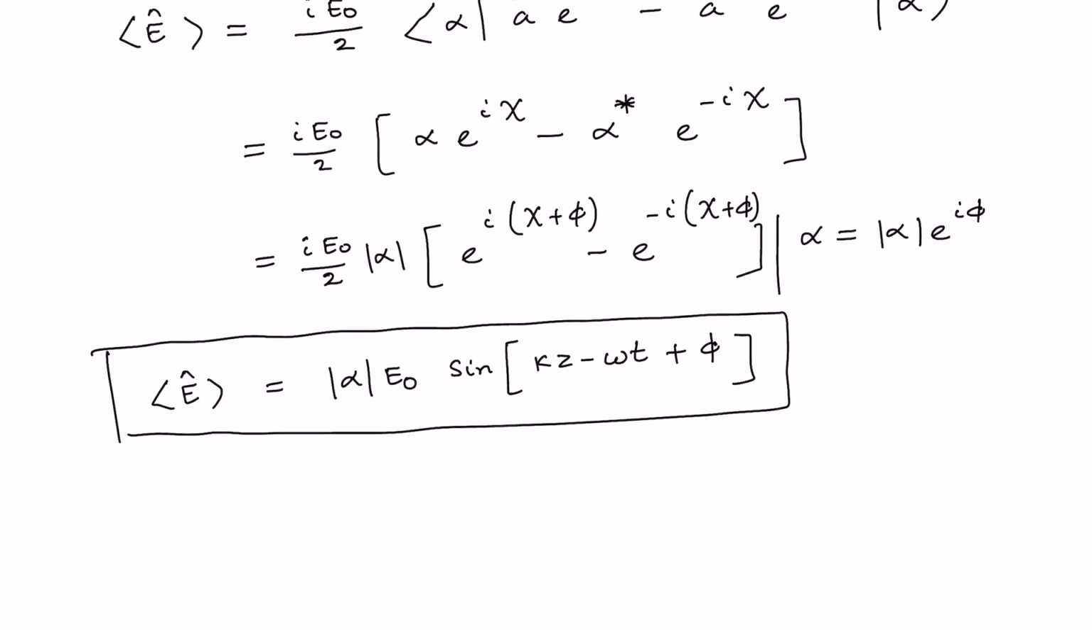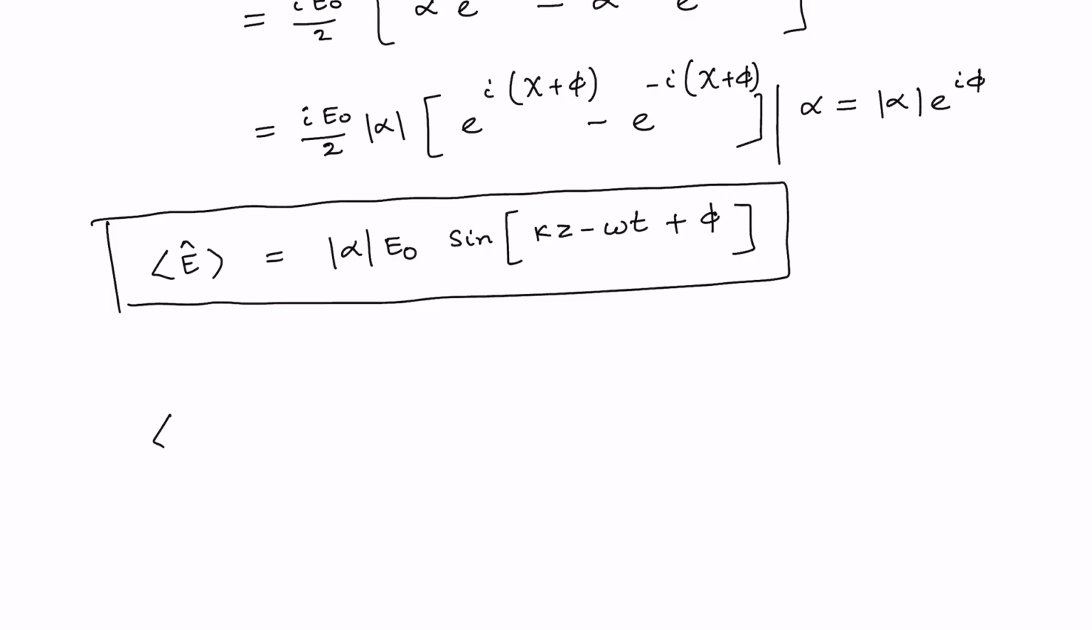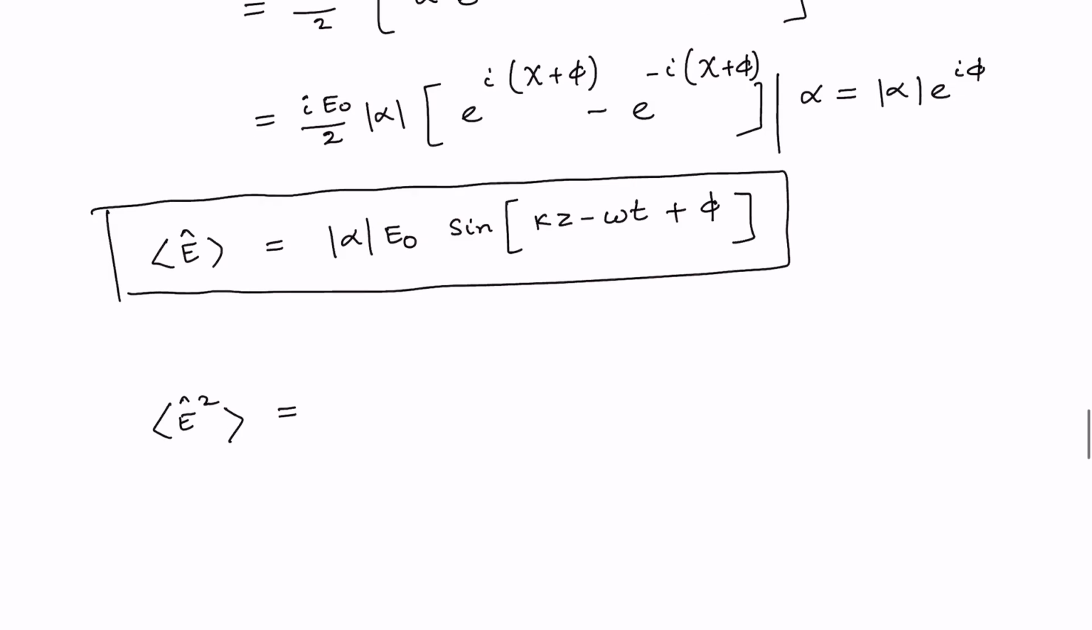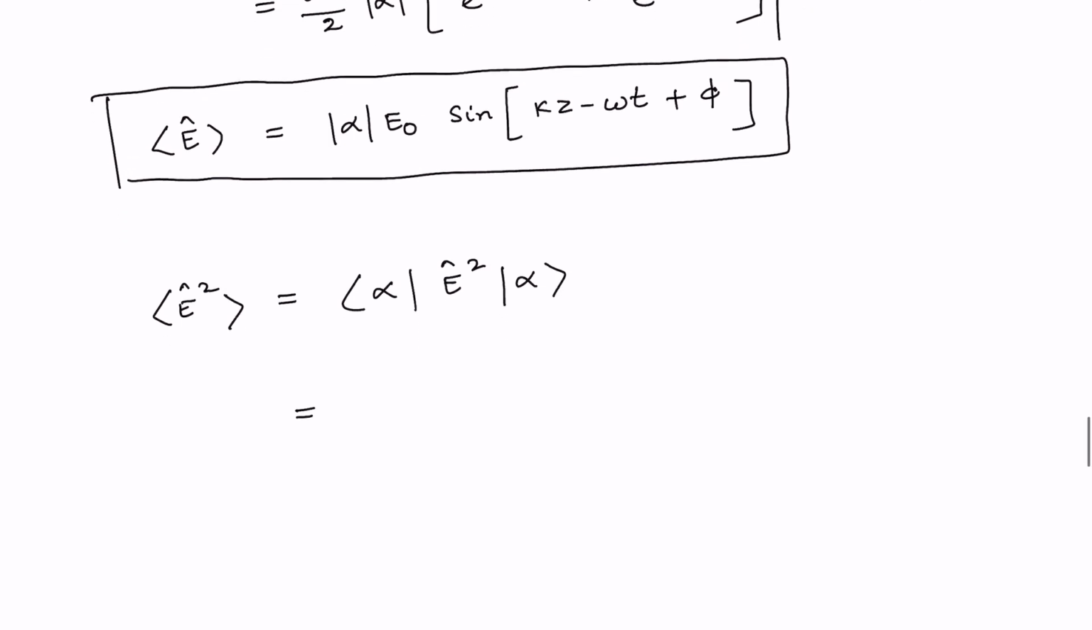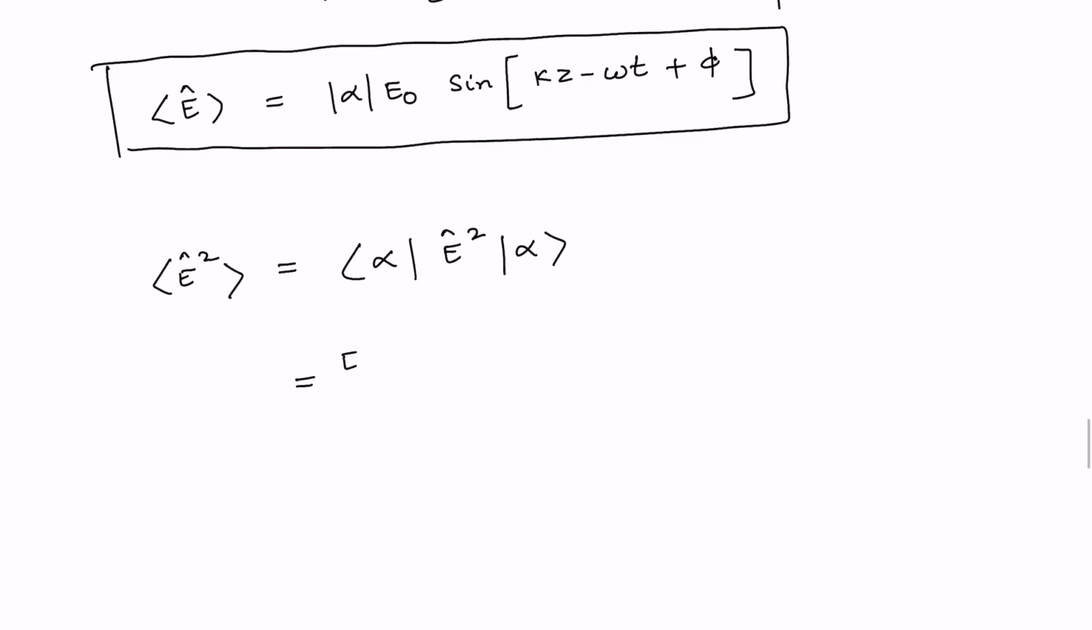Now you can go on to calculate the expectation value of E square in the coherent state. The calculation is straightforward but a little bit lengthy, and I urge you to do it yourself. Maybe you will do this in the problem solving session. Please do it yourself and show that the expectation value of E square in the coherent state is going to be E0 square by 4 times 1 plus 4 mod alpha square sine square of (kz minus omega t plus phi).